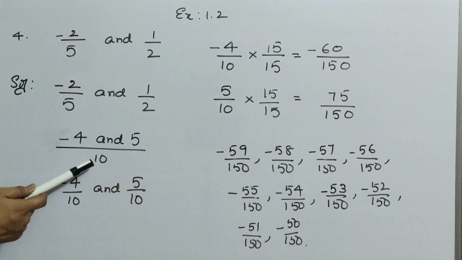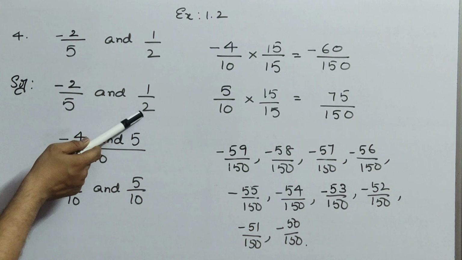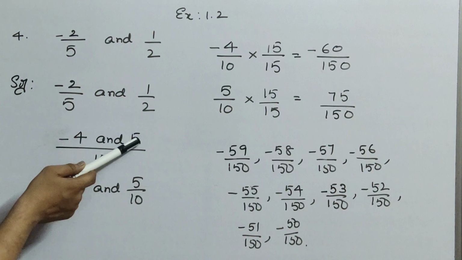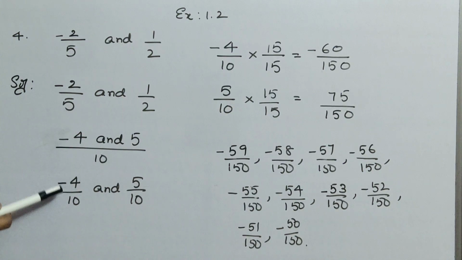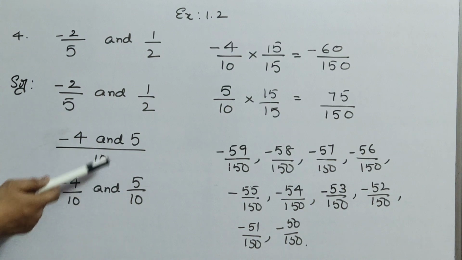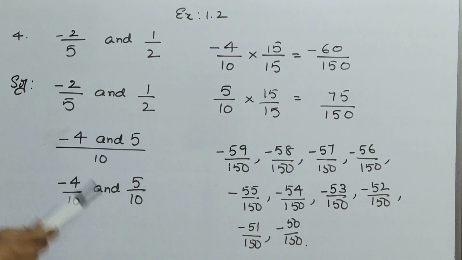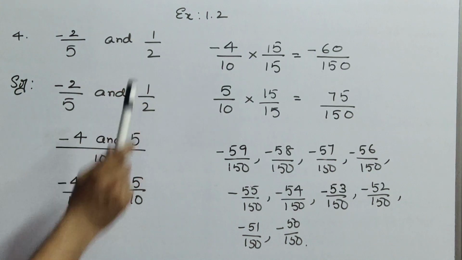In the 5 table, 10 is 2 times. 2 2s are 4. In the 2 table, 10 is 5 times. 5 1s are 5. Now minus 4 by 10. That means this 10 belongs to both this and this. And 5 by 10. Okay. Now write this one: minus 4 by 10 and 5 by 10.